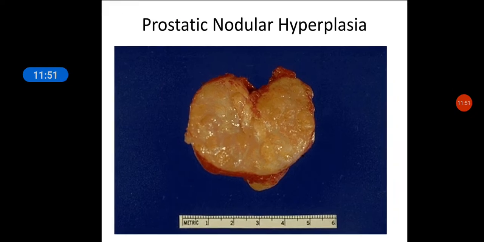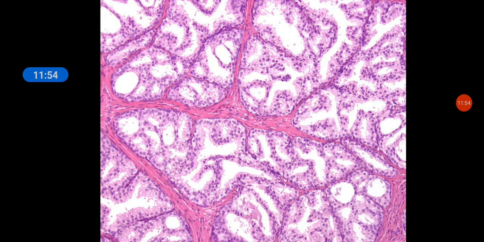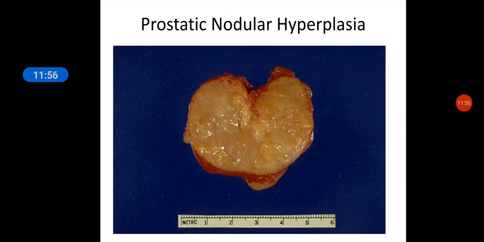Let me see if I have another picture. No, sorry. They'll be gray in color. Okay, and they will be firm in consistency. Why? Because there is so much fibrous tissue, right? So that will cause the prostate to become even more firm, right?